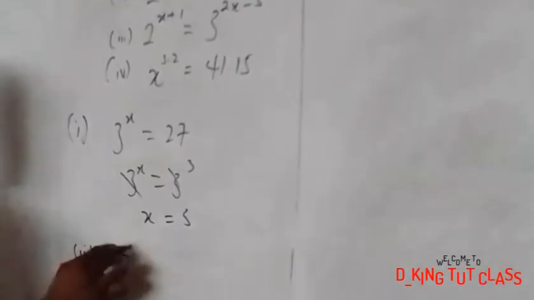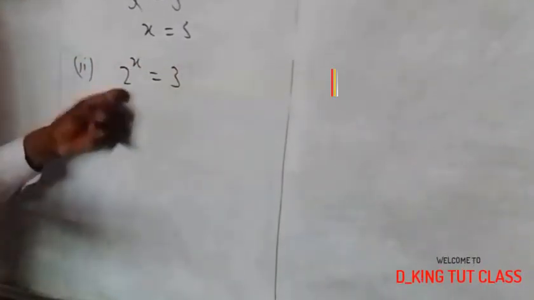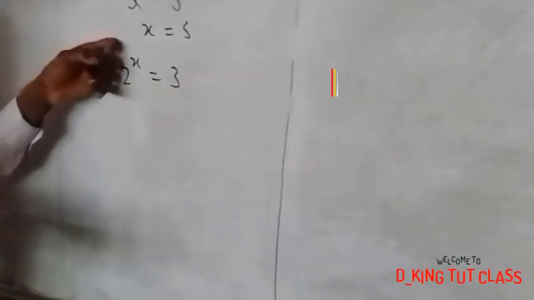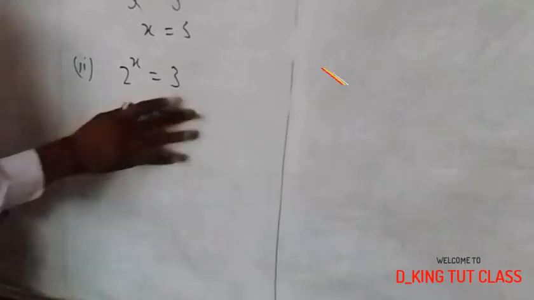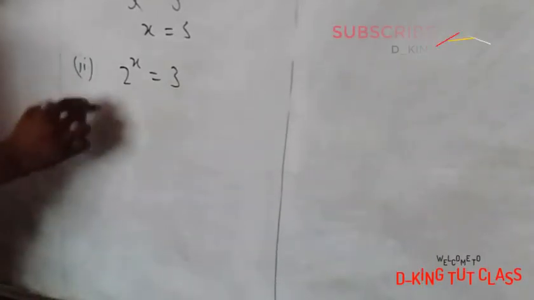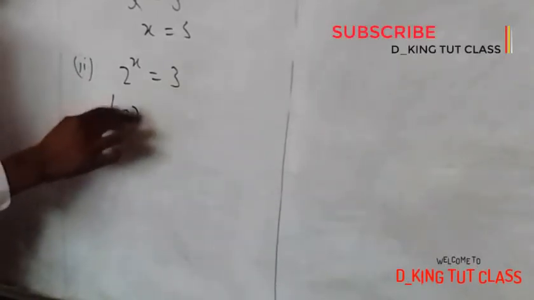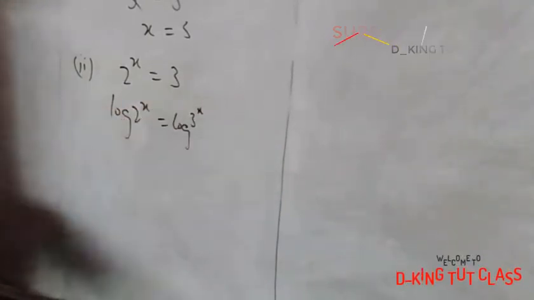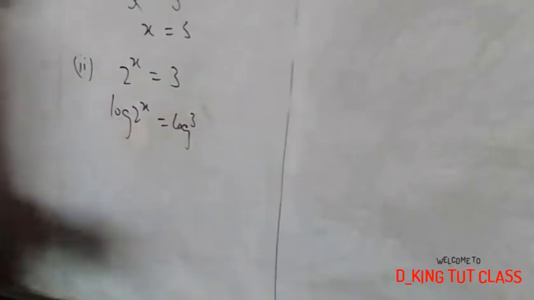Now for number 2, we have 2 raised to power x equals 3. In this case, 2 raised to power something cannot give me 3, or 3 raised to power something cannot give me 2 back. So in this case, all I will do is introduce my logarithm, which becomes log 2 raised to power x equals log 3.